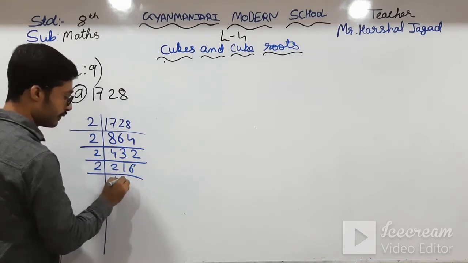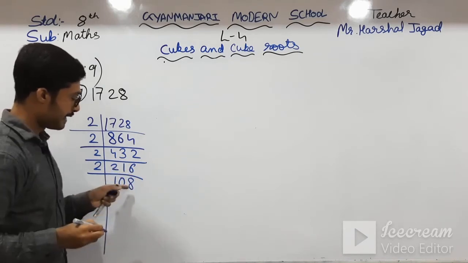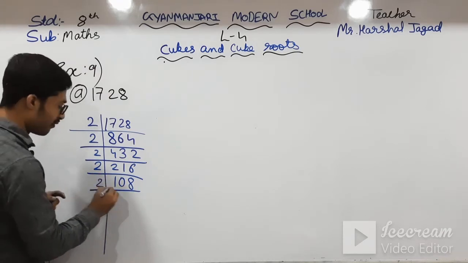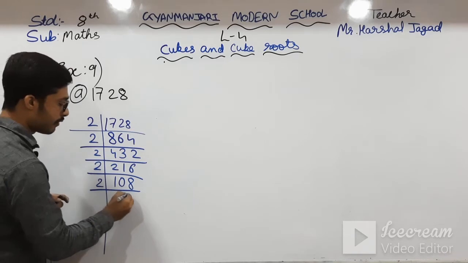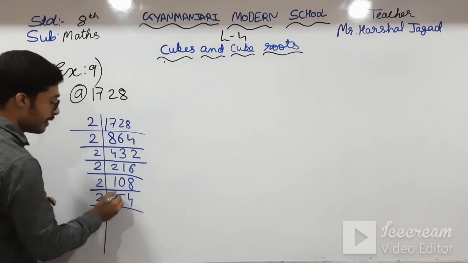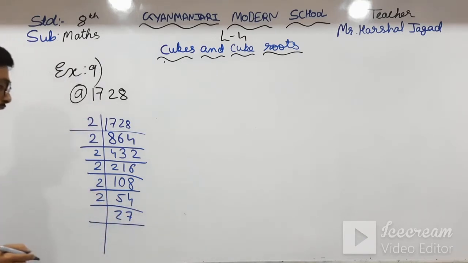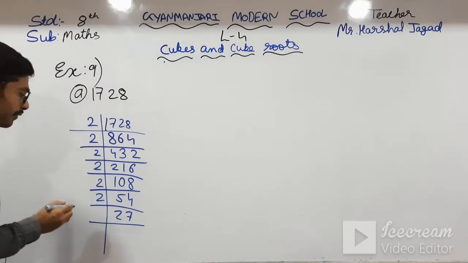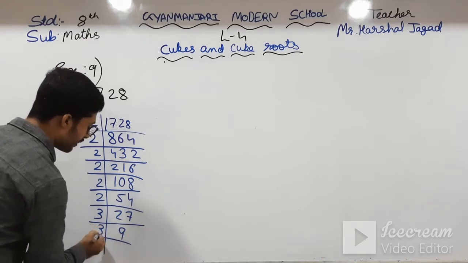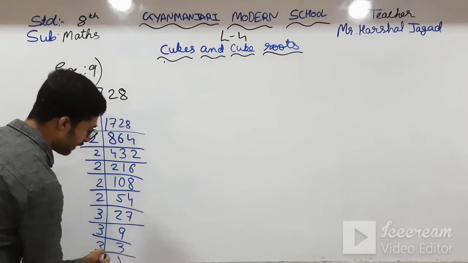are 2. Okay students, here 0, then 8. 2 8s are 16. Next, that is 2 5s are 10, 2 4s are 8, again with 2, 2 2s are 4, 2 7s are 14. Okay students, now 3 9s are 27, 3 3s are 9, 3 1s are 3.